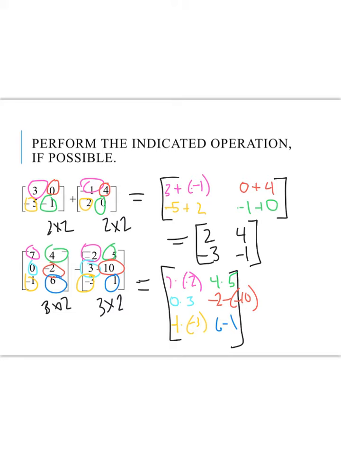So now that I've written out the steps, I'm going to simplify it. So 7 minus a negative 2 would be 9. 4 minus 5 is negative 1. 0 minus 3, negative 3. Negative 2 minus a negative 10 would be 8. Negative 1 minus a negative 3 is 2. And 6 minus 1 is 5. So there's my final answer.